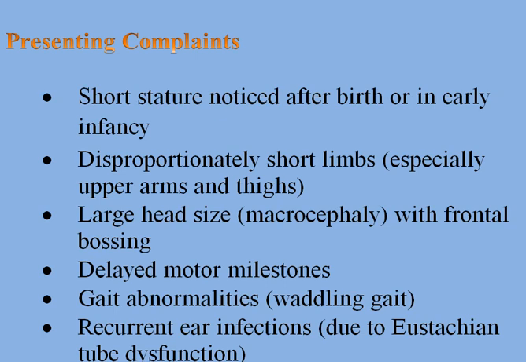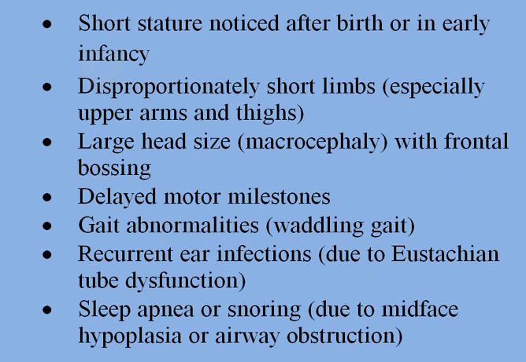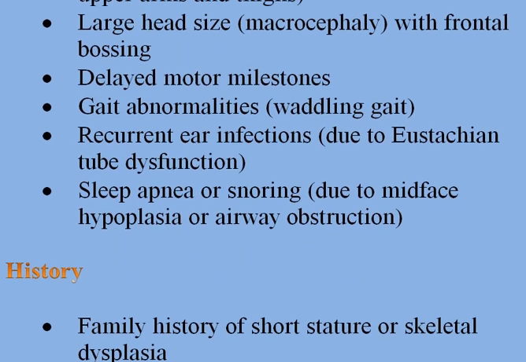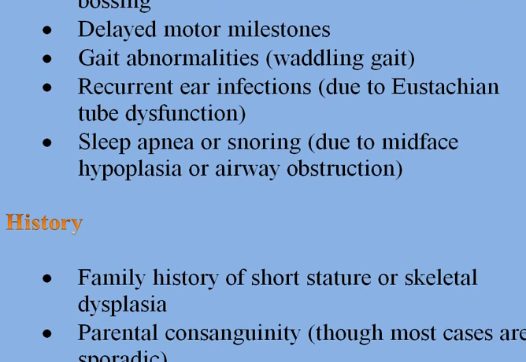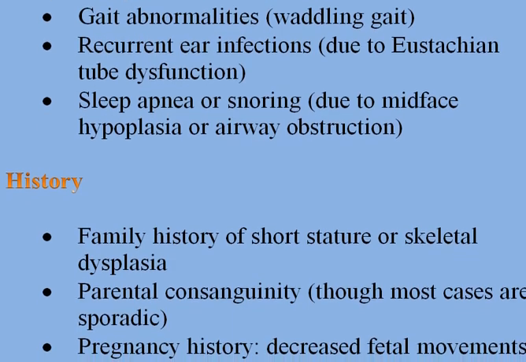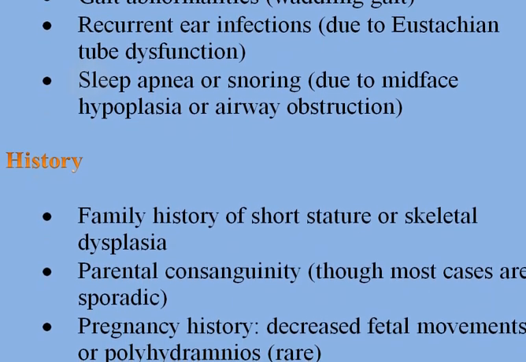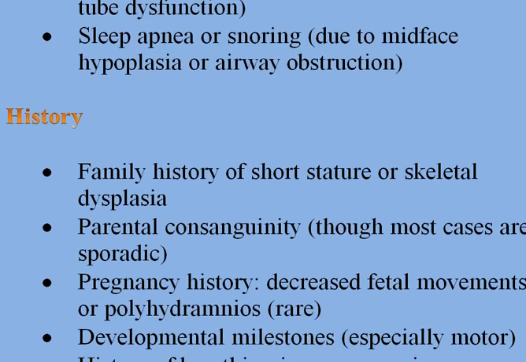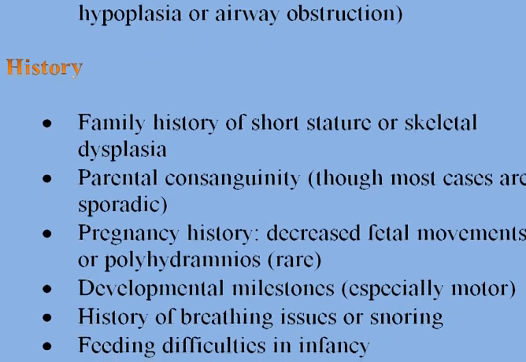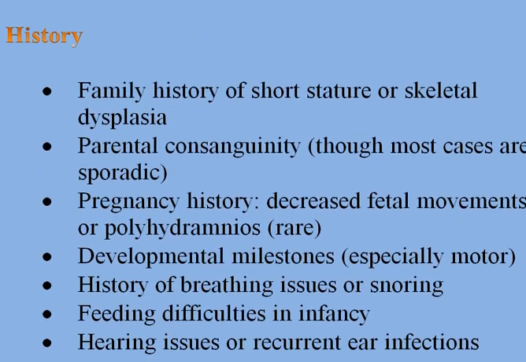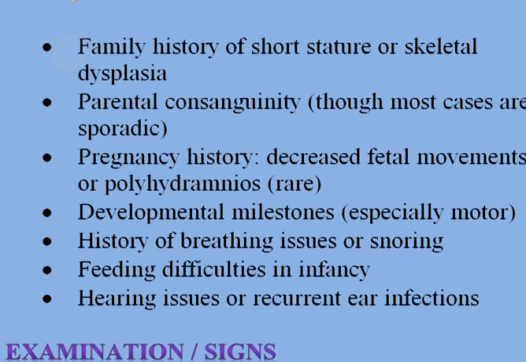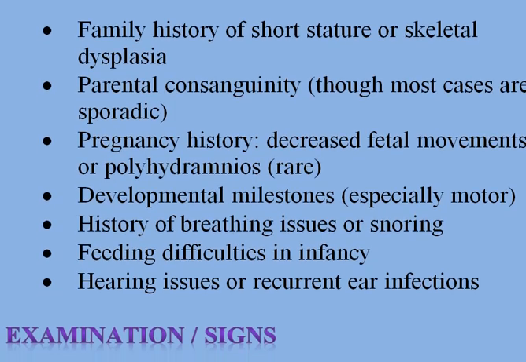There will be recurrent ear infections due to eustachian tube dysfunction, sleep apnea or snoring due to mid-face hypoplasia or airway obstruction. So in history, there will be the family history of short stature or skeletal dysplasia. The parental consanguinity, though most cases are sporadic. There will be pregnancy history, there will be decreased fetal movements or polyhydramnios, which is rare. The developmental milestones, especially motor, will be delayed. There will be breathing issues or snoring, and there will be feeding difficulties in infancy, hearing issues or recurrent ear infections.